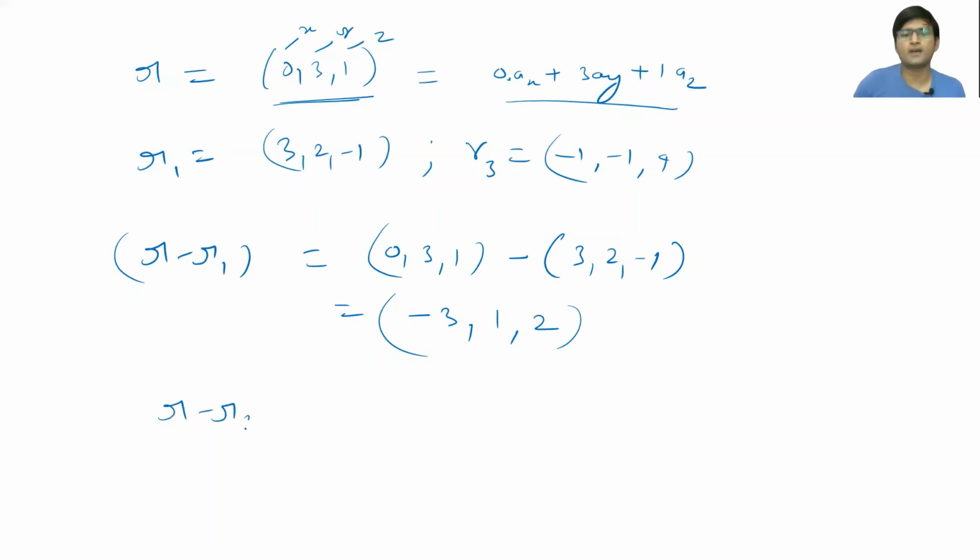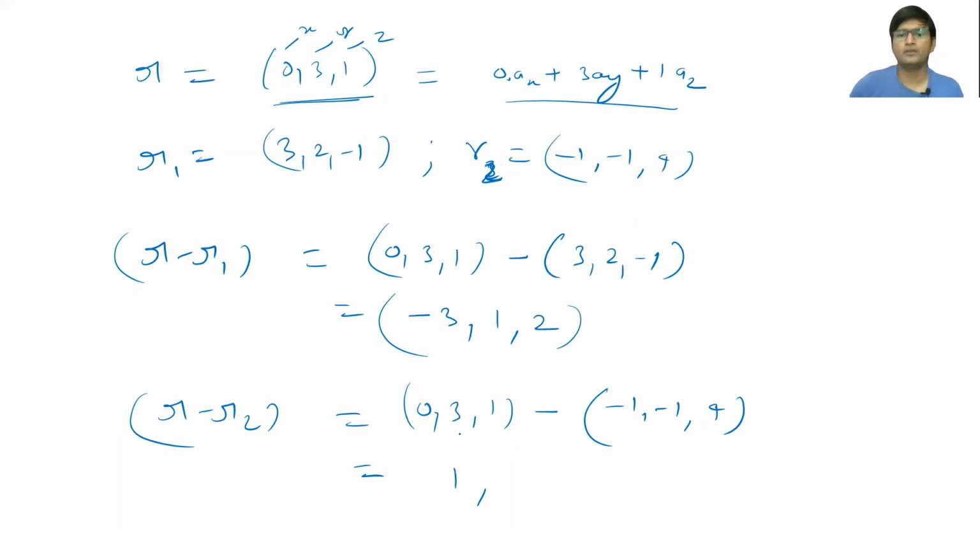Let us calculate r minus r2 for q2. So we will get 0, 3, 1 minus, sorry, this was r2, right? This was r2. Minus 1, minus 1, 4. So what will we get? We will get 1, since 0 minus minus 1 is 1. 3 minus minus 1 is 3 plus 1, which will be 4. And 1 minus 4 is minus 3. So this is what we got as the second value, r minus r2. Now we should put all this in the formula.